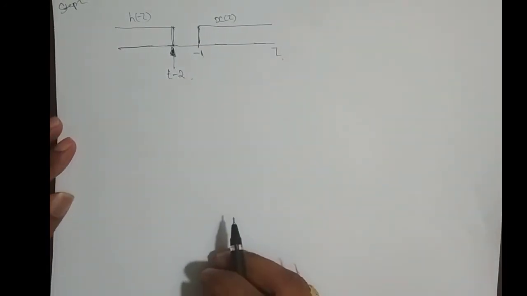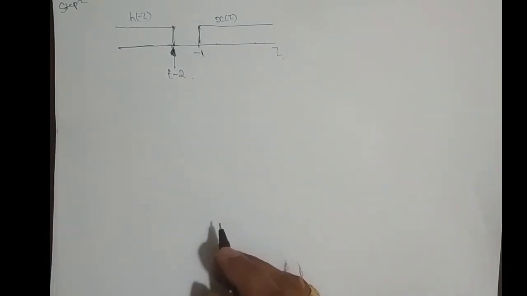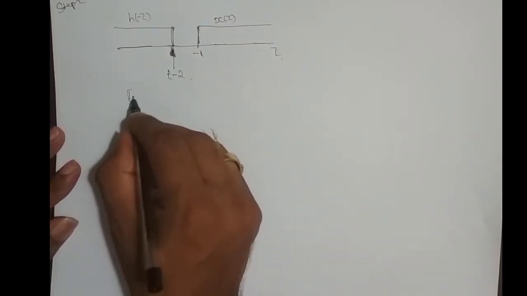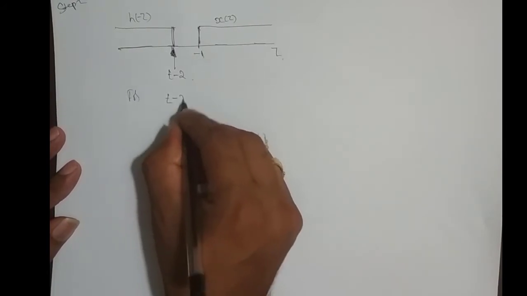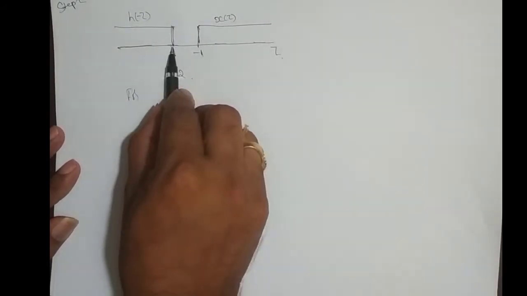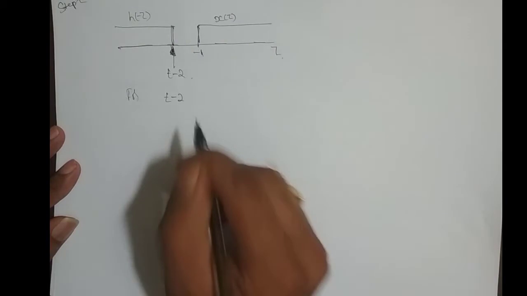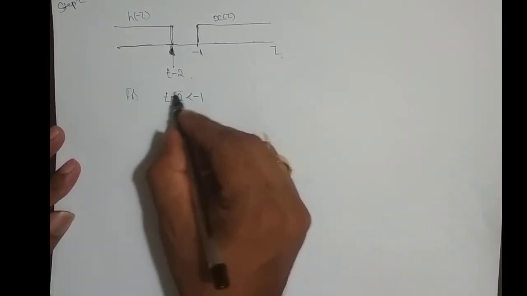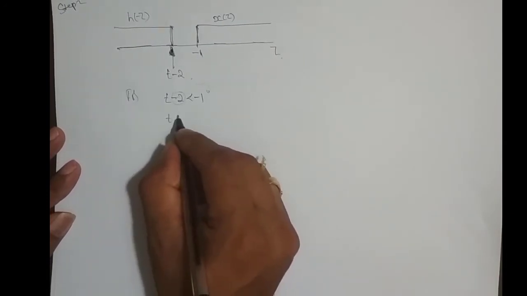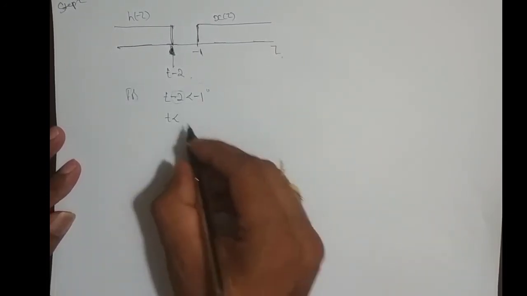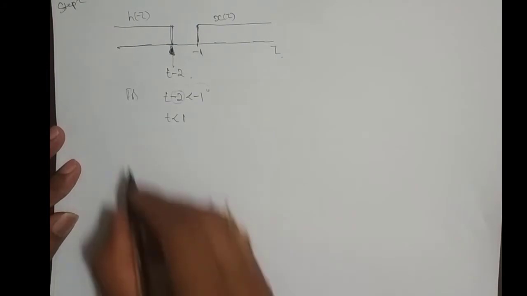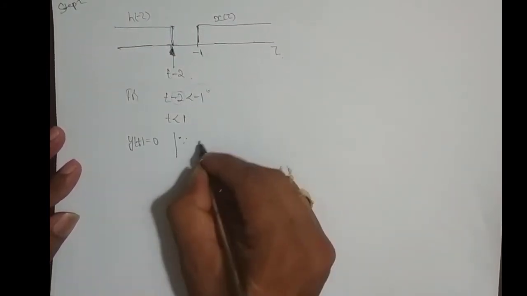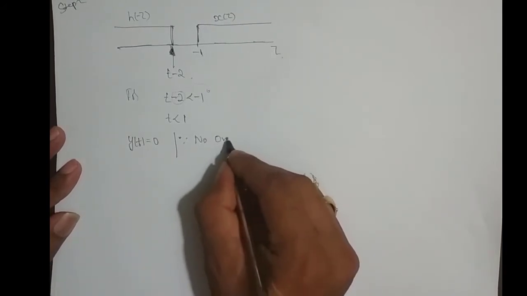Now, if I move this h of minus tau from minus infinity till just before minus 1, there is no overlap. So in that case, what is the output? Output is 0. So for the slider t minus 2 less than minus 1, now I have to write it in terms of t. Minus 2 goes to the other side. T is less than minus 1 plus 2, which is 1. So y of t is equal to 0, since there is no overlap.